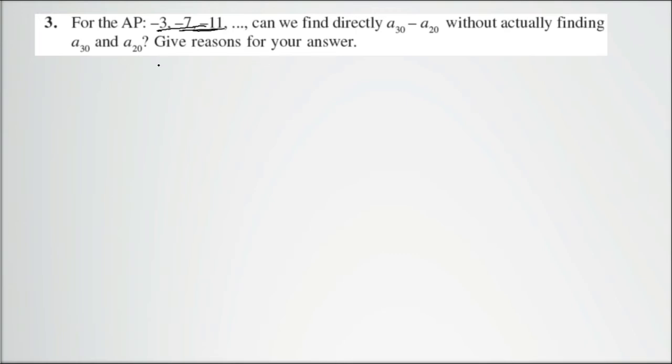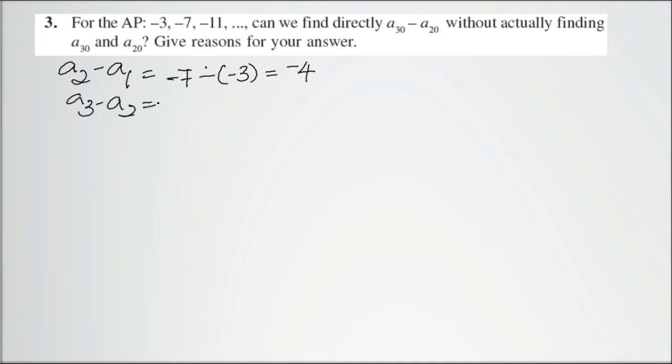Here, let's look at the common difference. Will there be a common difference? Let me find out a2 minus a1, the second term minus the first term. Second term is negative 7 minus the first term, minus of minus 3. We get it as minus 4. a3 minus a2, the third term minus the second term, is negative 11 minus of minus 7, which will be again minus 4. Here, since there is a common difference, I'll write this as CD equal to negative 4.